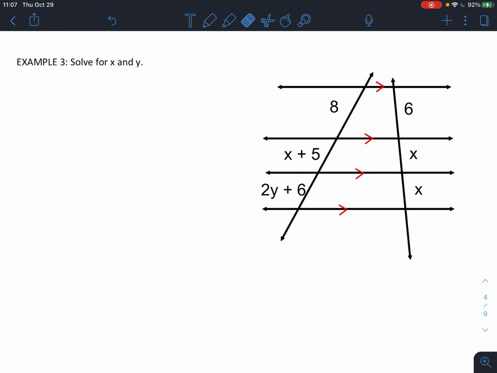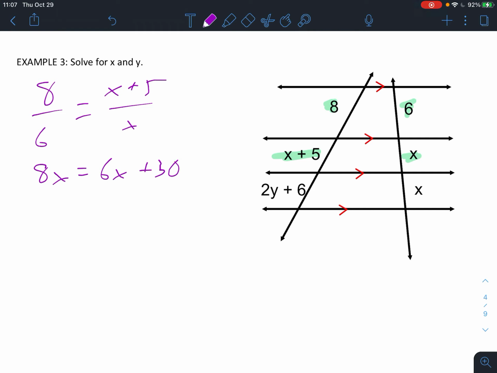Solve for x and y. We see the four parallel lines cutting those transversals. It means they cut them proportionally. So our proportion, our ratio here is going to be 8 to 6. So 8 is to 6 as x plus 5 is to x. Cross multiply, 8x equals, distribute, 6x plus 30. Subtract 2x. Divide by 2, we get x equals 15.